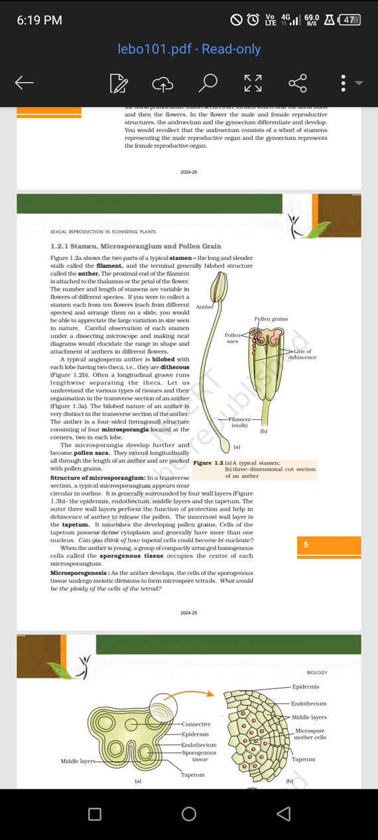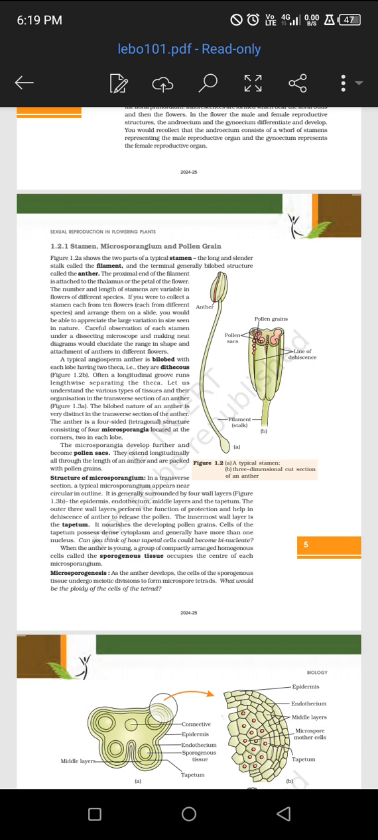Okay, even in viva or in the class 12 board exams, it can be asked. It's asked anytime. Even match the following and long answer questions are asked. And the next is very important. That is, the outer three wall layers perform the function of protection and help in dehiscence of the anther to release the pollen.